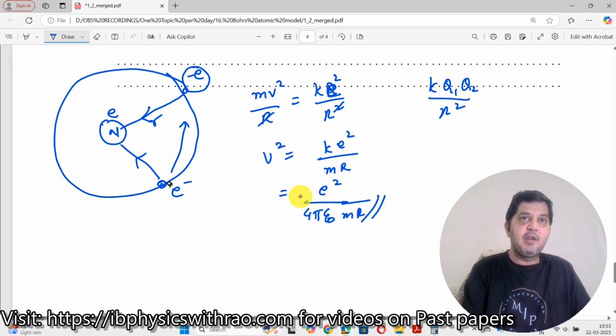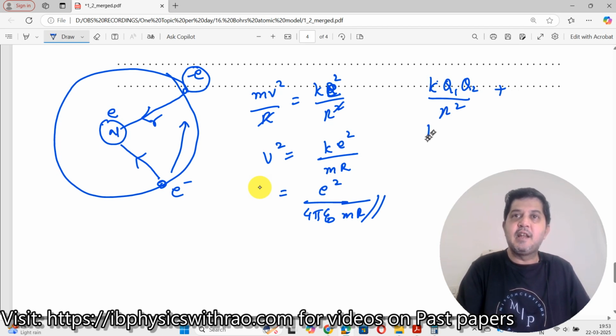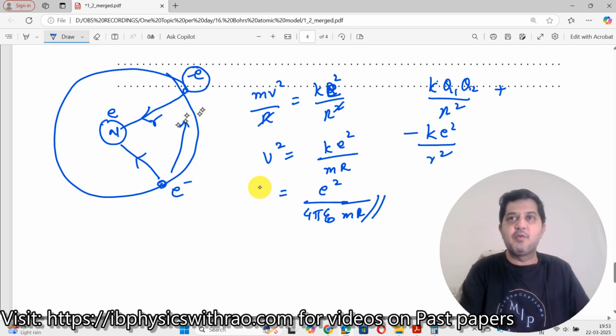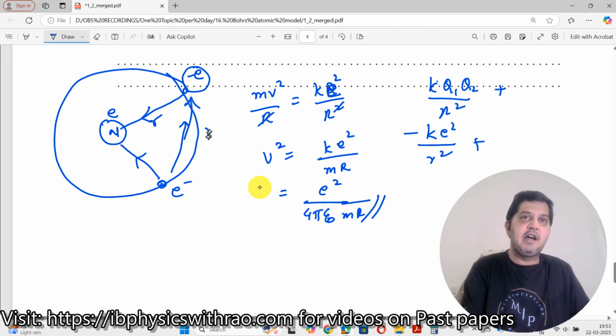But when I put one more electron here, there are two forces acting on this electron. One force is acting like this, and there is one more force. Let me write it down here. I'll write k into e into minus e, which is minus k e square divided by r square. This is one force due to the nucleus. Plus, there's one more force acting due to this. Let us say this distance is R2. This is R1 and this is R2.